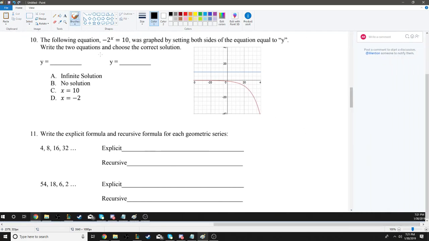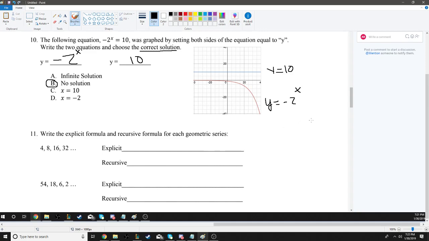That was the cat. Alright, this one is negative 2 to the x power. This one over here is y equals 10. So here are the graphs. This is the graph of y equals 10, and this is the graph of y equals negative 2 to the x power. They want to know, choose the correct solution. So the solution is supposed to be where they're equal. And since they never cross, that means they are never equal, no solution.